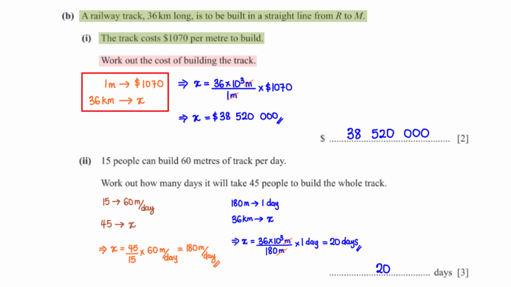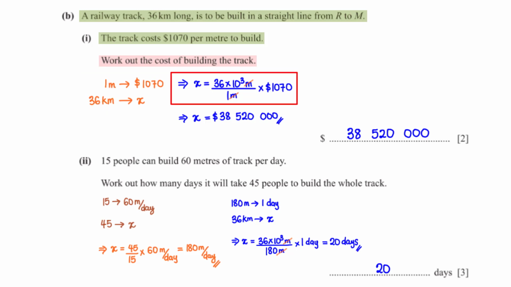First, let's set up the ratio. If building 1 meter of the rail track costs $1,070, then we want to find the cost of building a 36-kilometer railway track. This is what we are calling x. When we cross multiply and make x the subject, this is what we have, which is equal to $38,520,000.